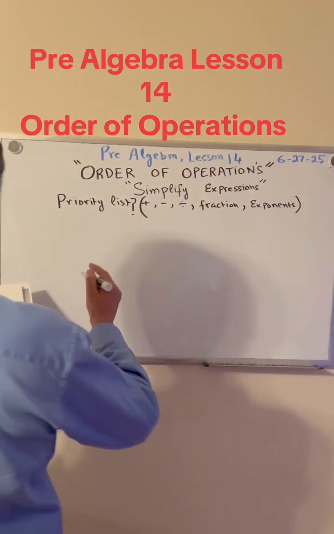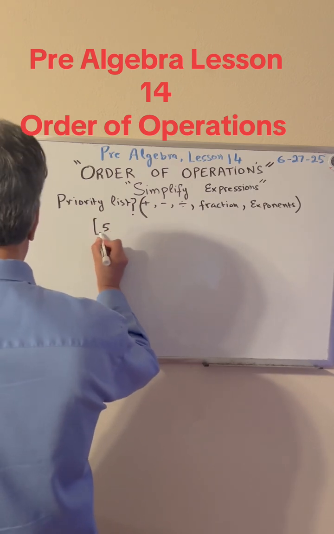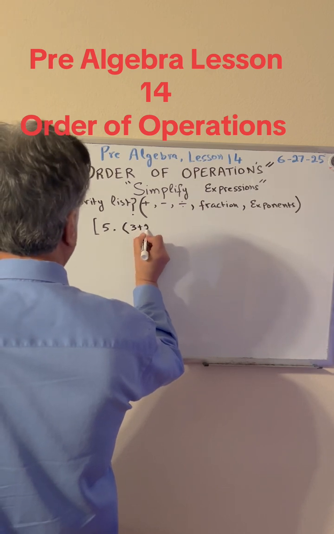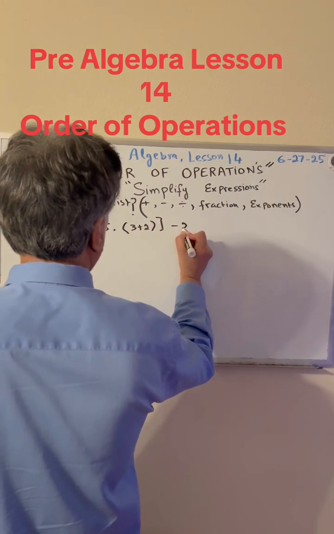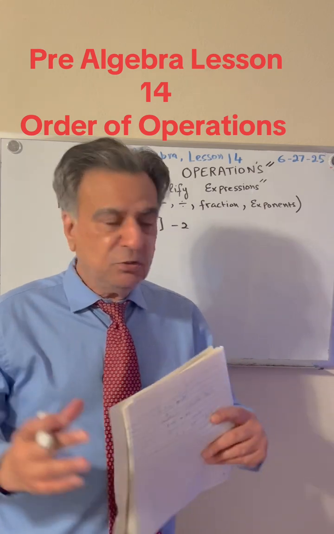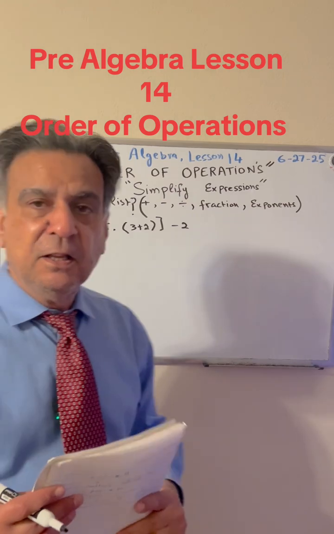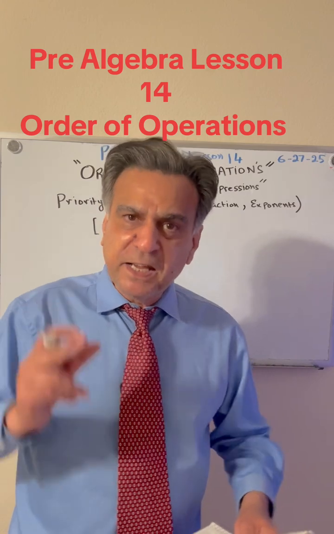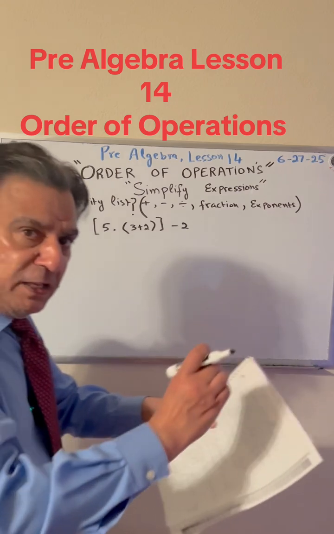So the first example is you have 5 times a big bracket containing 3 plus 2, and then this whole thing is minus 2. How would you tackle that? When you have parentheses inside parentheses, start working from inside to outside. The first thing you have to tackle is parentheses. Always remember that.